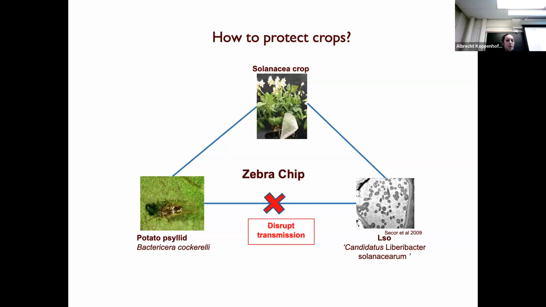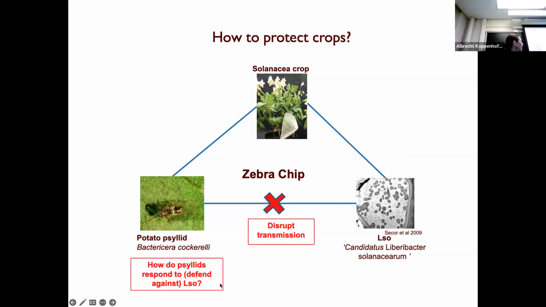So we set out to see if we can disrupt transmission. So let's study a little bit the interaction between the vector and the pathogen. This is work of a former student, Xiaotian Tang, who graduated about 3 years ago already. And the question is, how does Bactericera defend against LSO?